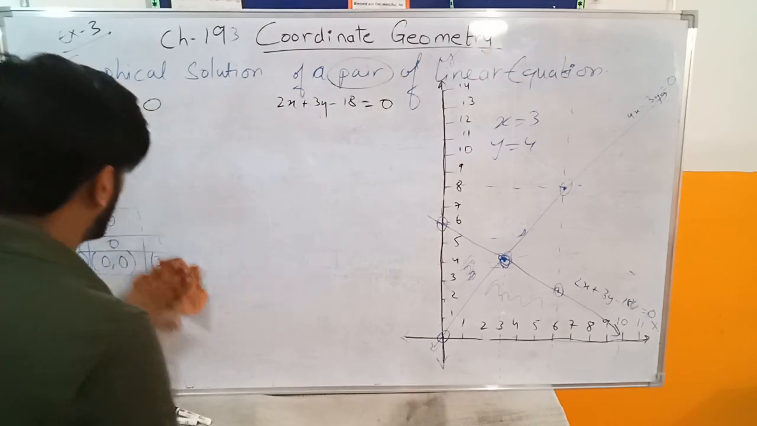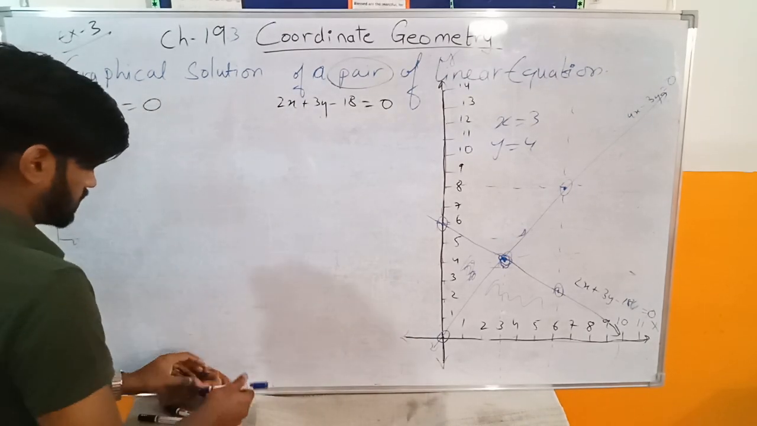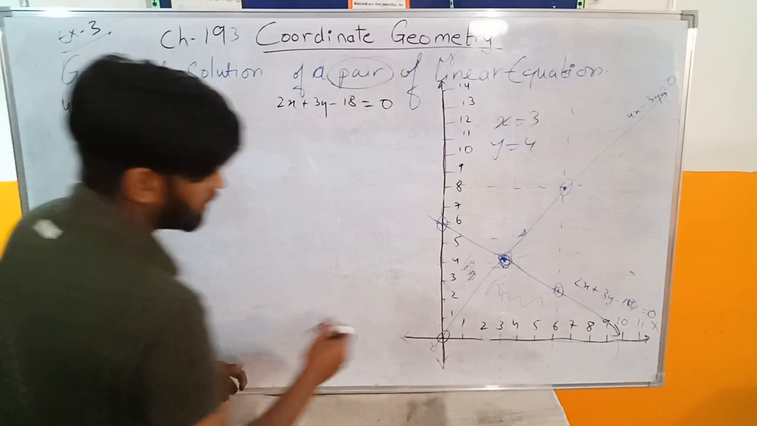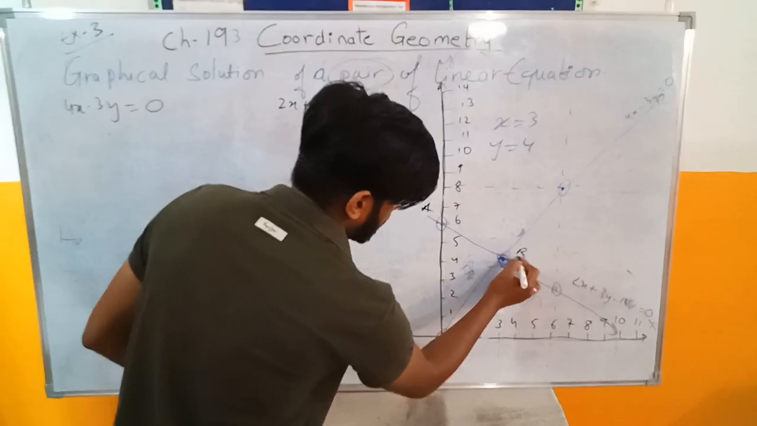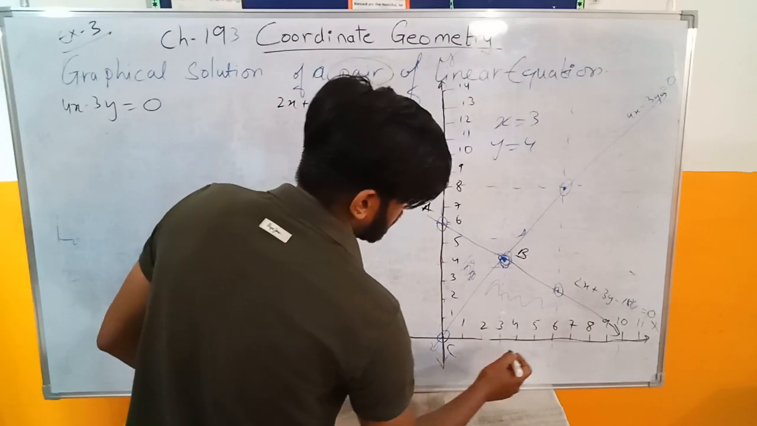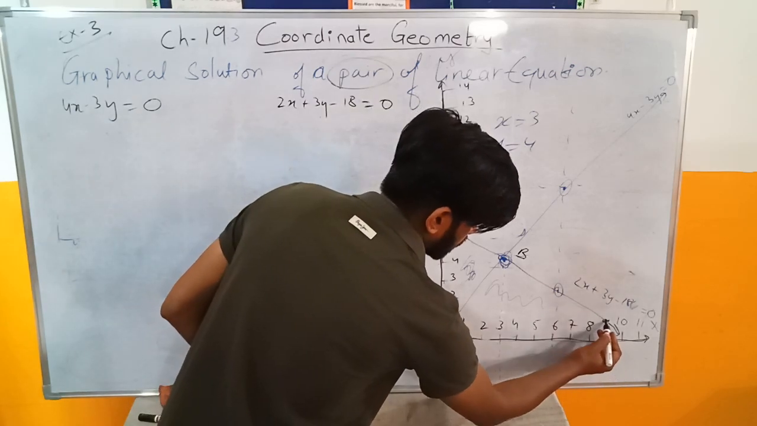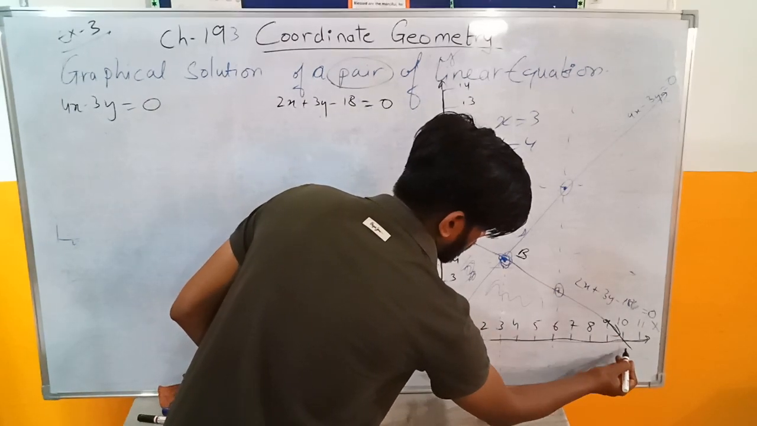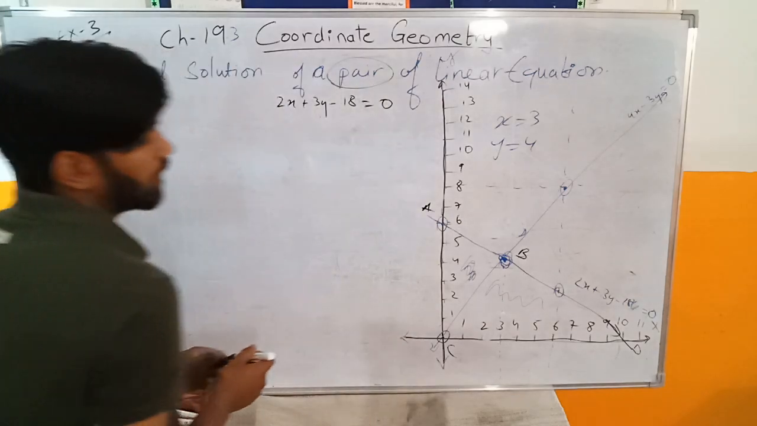Now I'm going to name the figures. So I have, this is A, this is B, this is C, this is, and if the line goes from here, this is D. Okay.